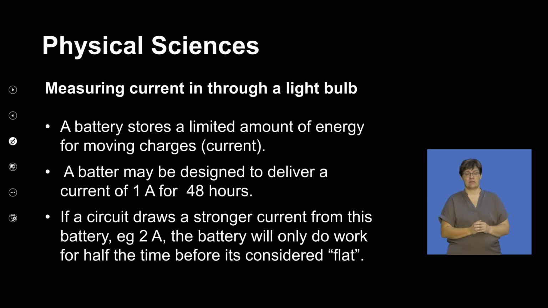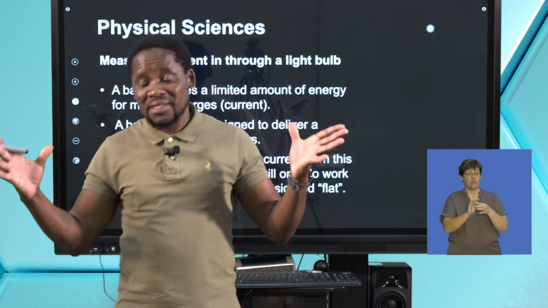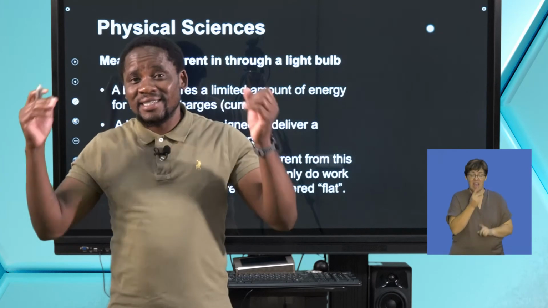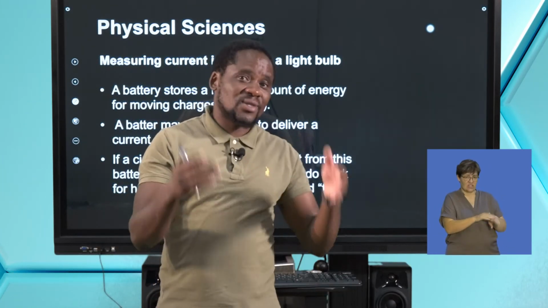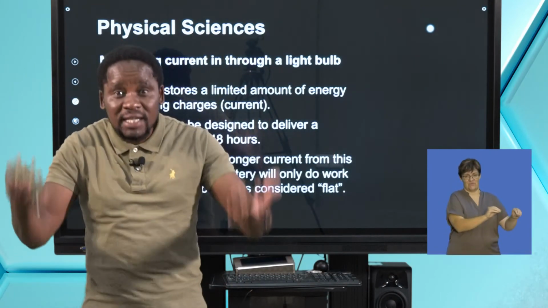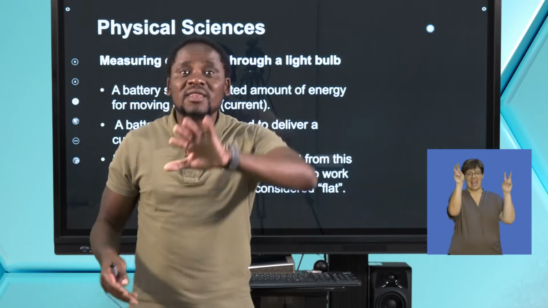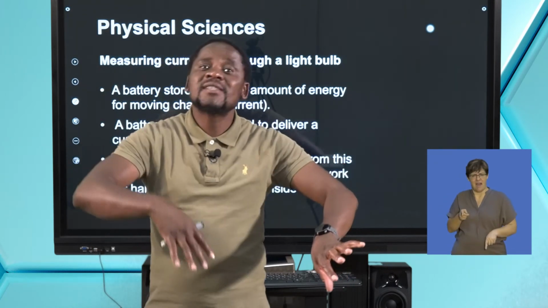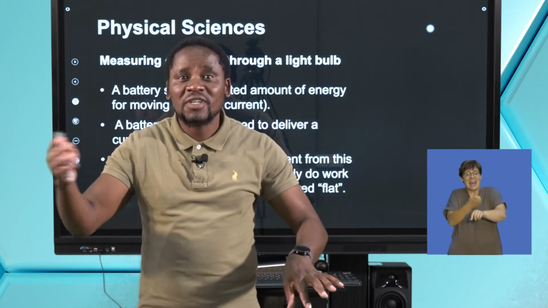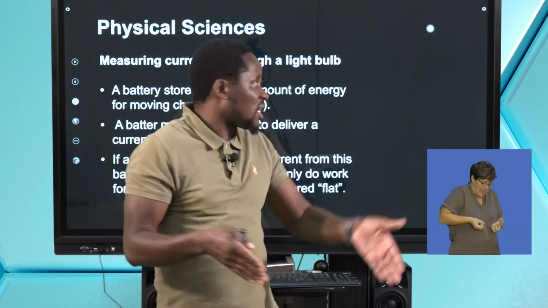Now, the battery stores a limited amount of energy for moving charges. So the battery does not release charge. Once again, what it does is transfer that chemical potential energy to the charges so that the charges can move, so that it becomes electrical energy. We need to get that out of the way. The charges are not from the battery. The battery is the primary source of energy, which is transferred to the charges.